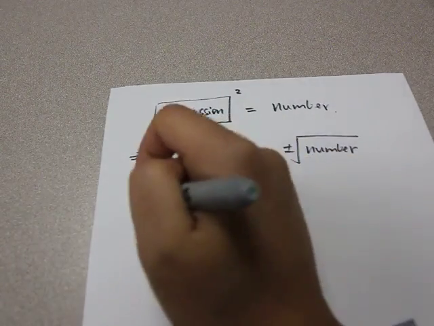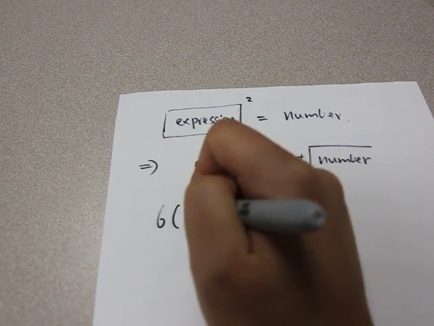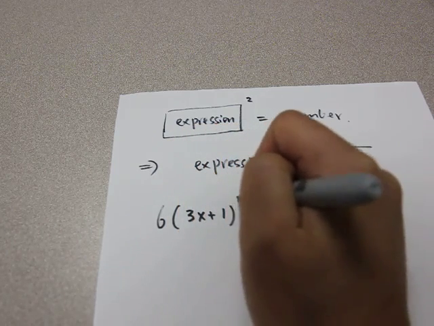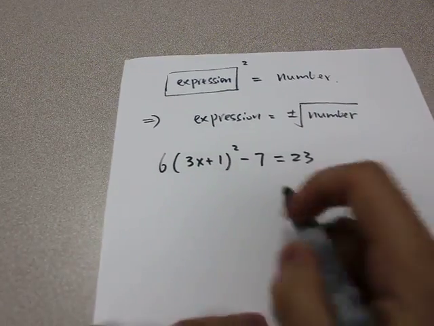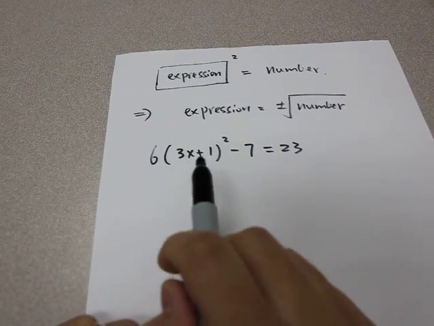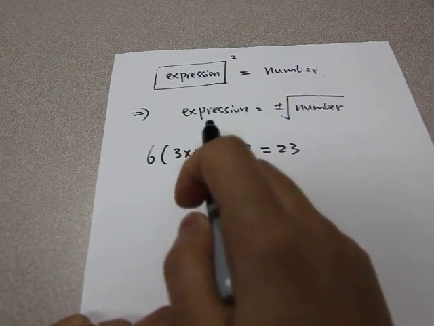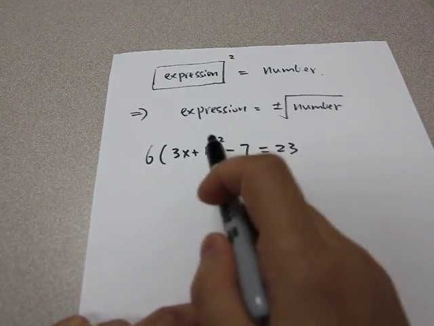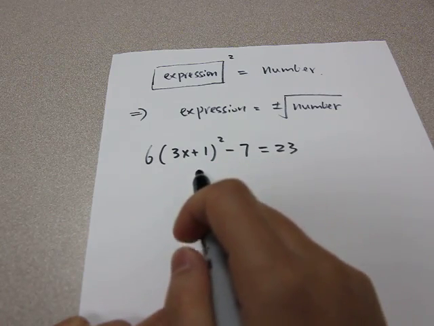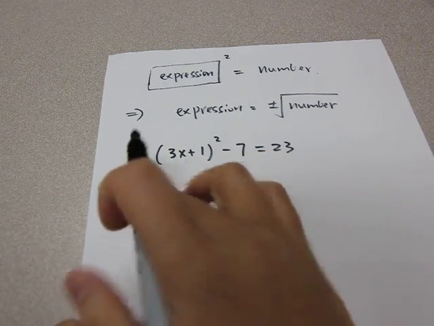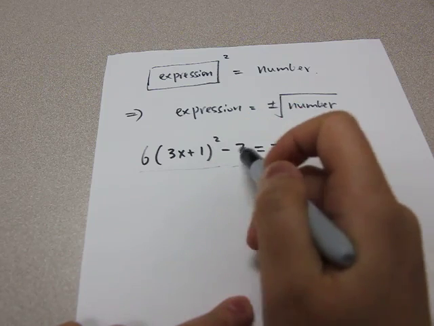Okay. Now let me use this example to show this. Okay, as we can see, this equation is not written into this form, right? Why? Because first, on the left hand side, we have two terms, right? We have 6 times (3x plus 1) squared, and we have minus 7.